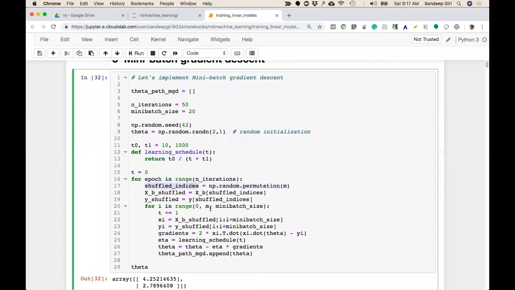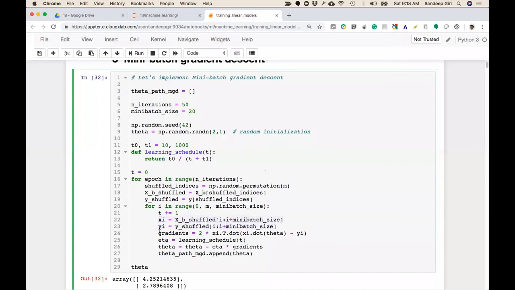Once we have done that, using this we are shuffling our data, both X and Y together. And once we have done that, we iterate over the range from 0 to m, and in every step we increase by this size, and every step we increase t. Xi is basically from this window. Out of all the instances, we pick a smaller window, and using this window size we pick X and Y.